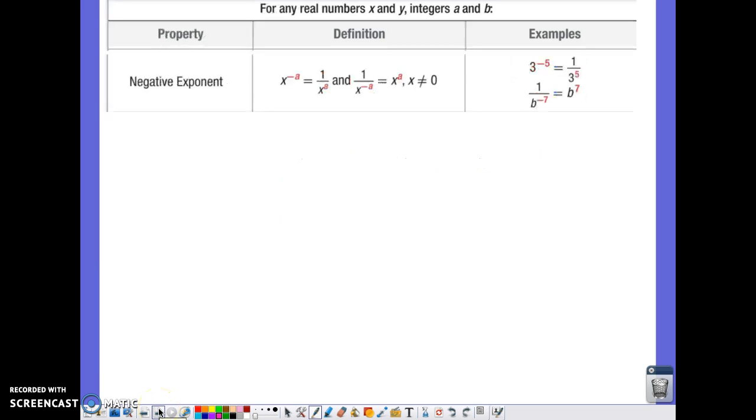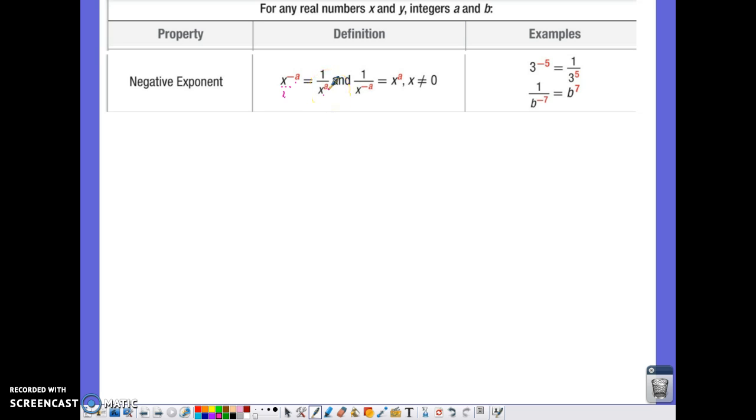The negative exponent. Anytime you see a negative exponent or a negative power, you need to find the reciprocal of the term. Example, x to the power negative a equals 1 over x to the power a. Remember, reciprocal means you flip the fraction. So basically, this is x over 1. So the reciprocal is 1 over x to the power a.